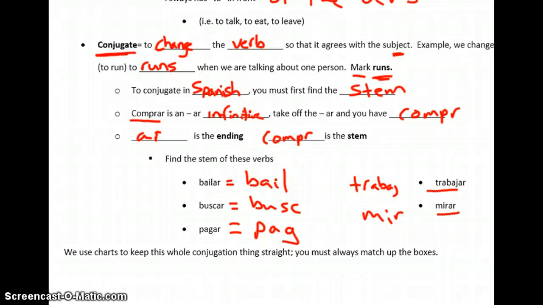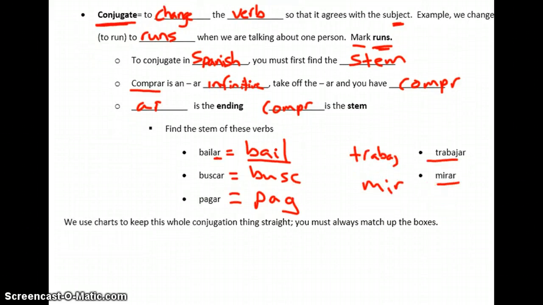Alright, so that's your first step. You find the stem. This is the stem. We took off the AR, that's the ending. Keep scrolling down.